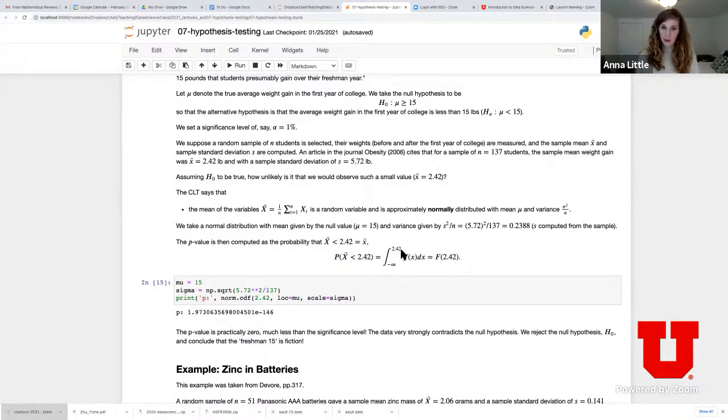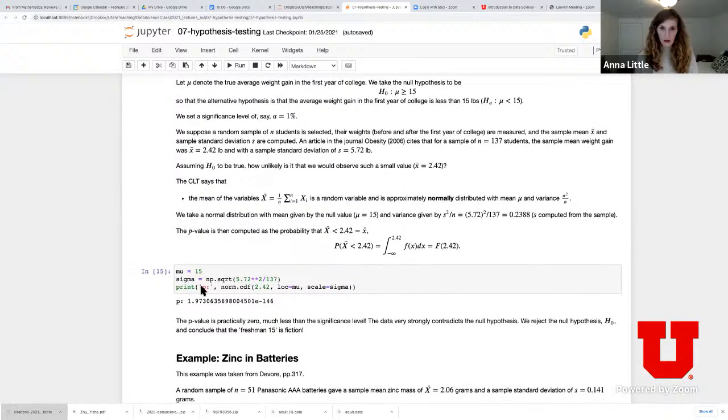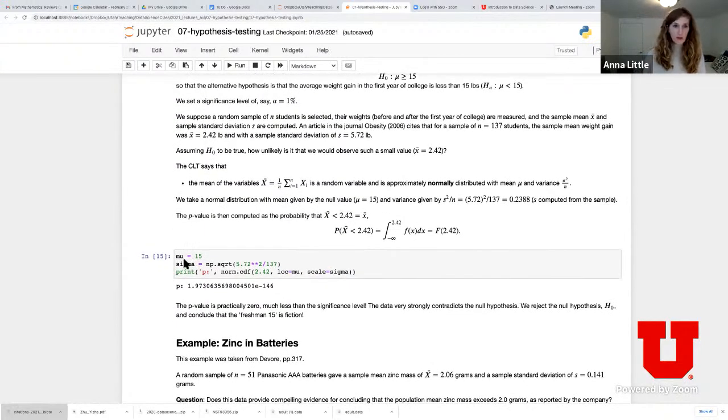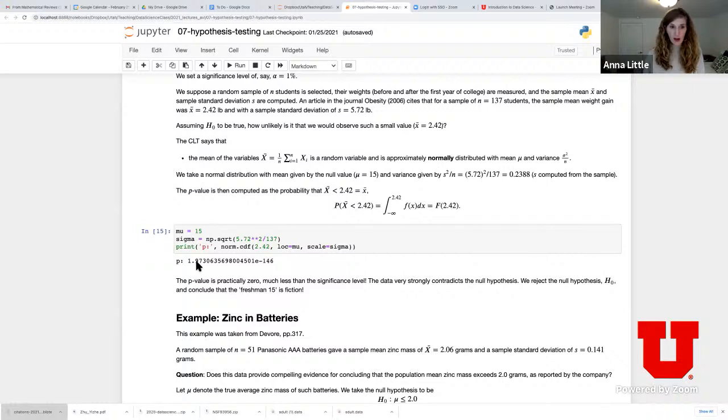From minus infinity to 2.42 of my PDF, and I can evaluate that again, recall, with the CDF function. So if I want to do that in Python, just remember you have to define your mean and your standard deviation, and then you can call the normal CDF with that mean and standard deviation evaluated at 2.42. The probability of that sample mean being 2.42 or smaller is 1.97 times 10 to the minus 146. Okay, that's like 0. That's a tiny p-value.